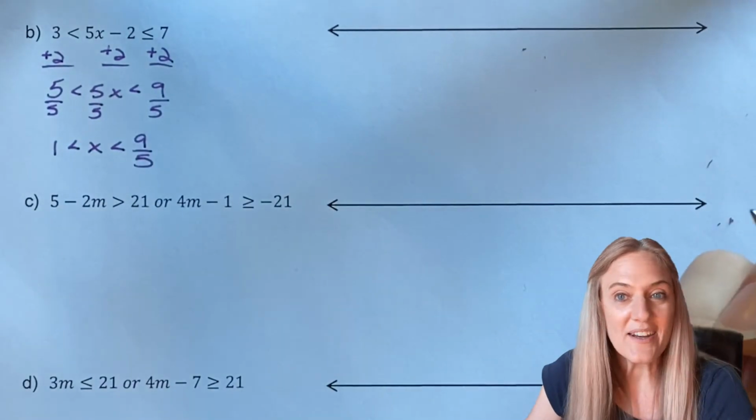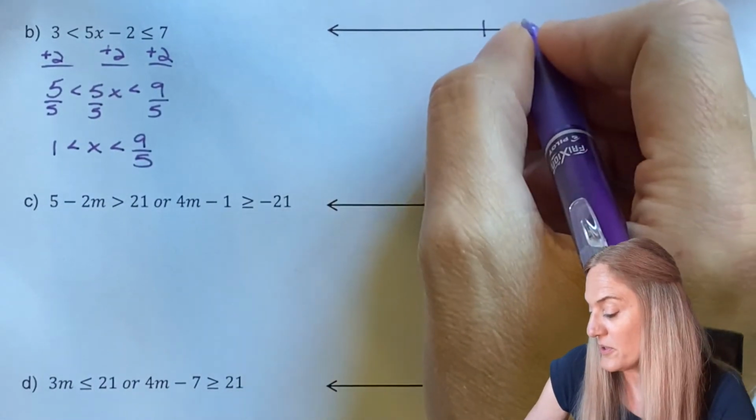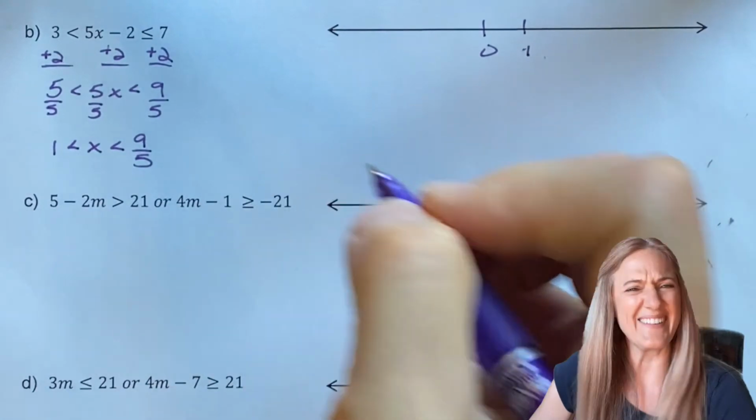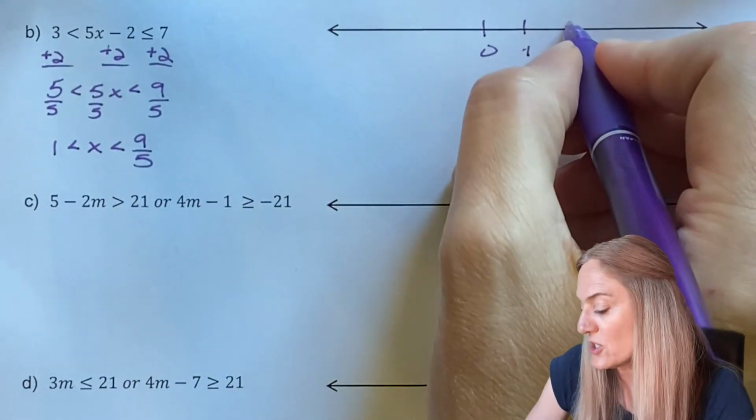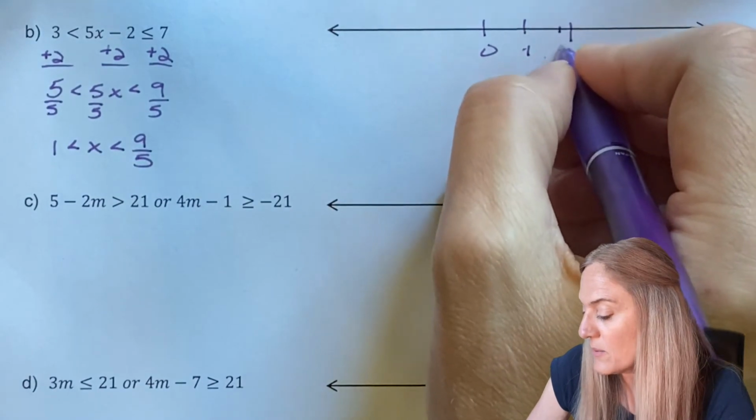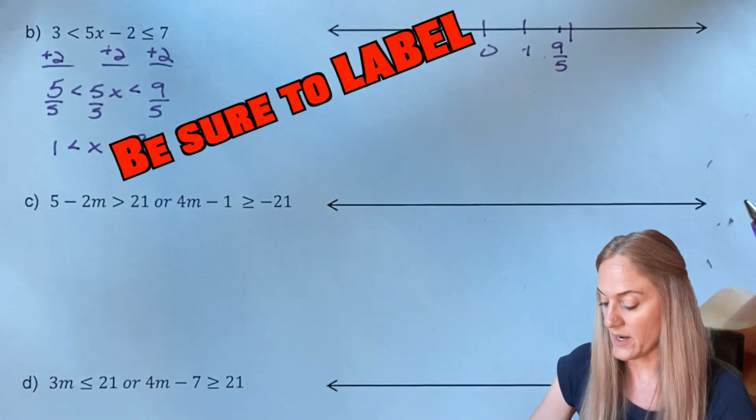Now we're going to go ahead and graph. So I'm going to put the 0, I'm going to put the 1. Oh my gosh, what about 9/5? Well, 1 4/5, it's a little less than 2. So I'll go ahead and put a 2, and then I'm going to put a little mark and say 9/5 so I know which one I'm talking about.